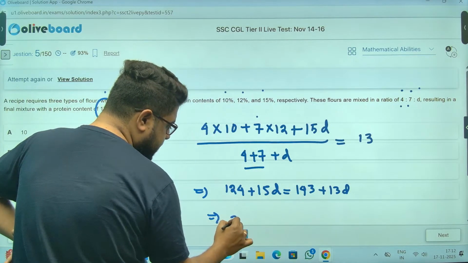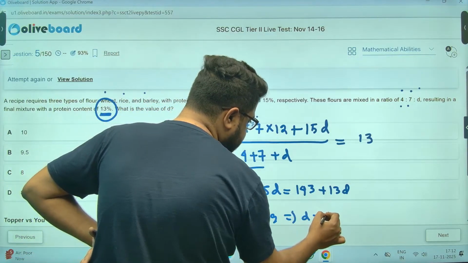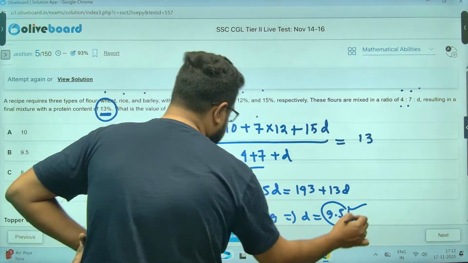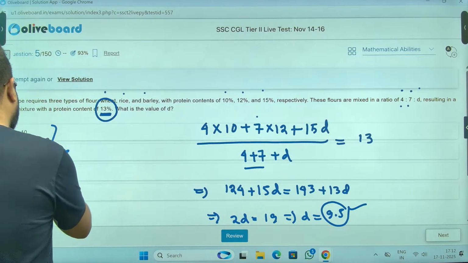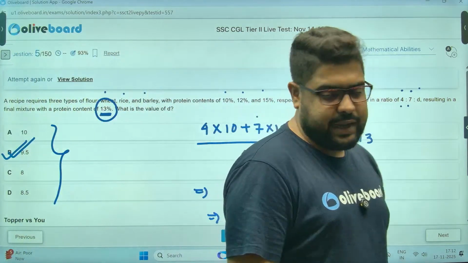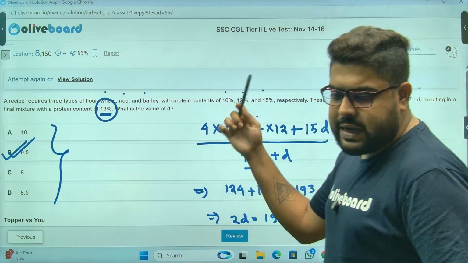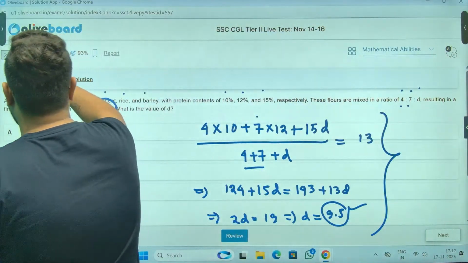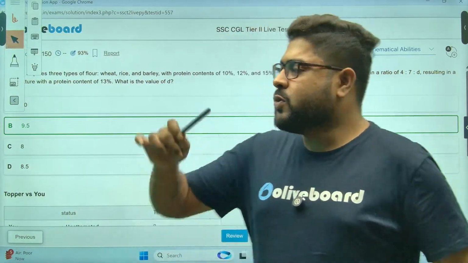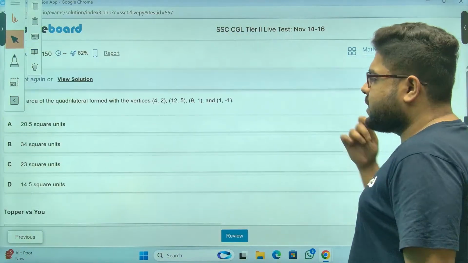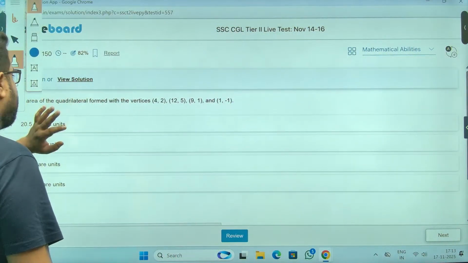So 2d equals 19, so d is 19/2, meaning 9.5. Why 9.5? Because I have seen the options are given in decimal. So 9.5, option number B, is most definitely my correct answer. You see, just the simple concept of weighted average gave us the answer. Now the trick is you have to develop your intuition enough to think, acha, we can use weighted average here. That's all.